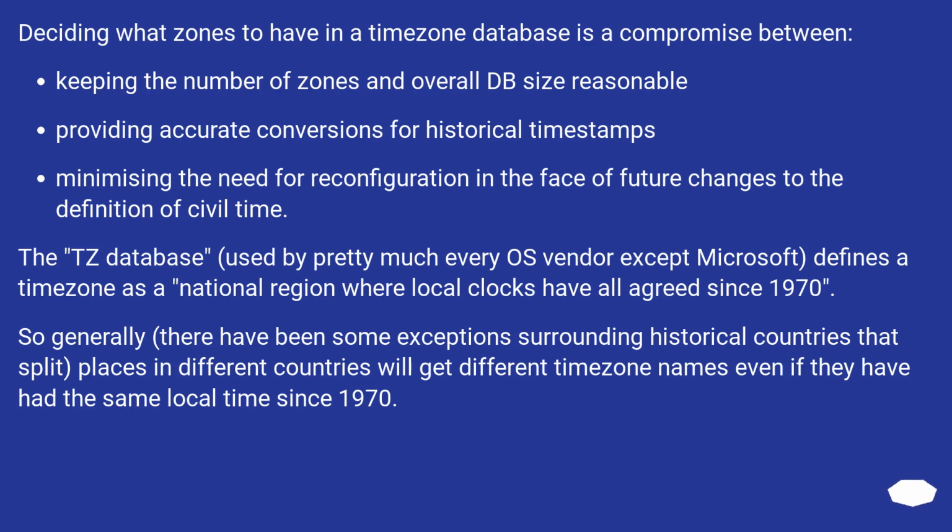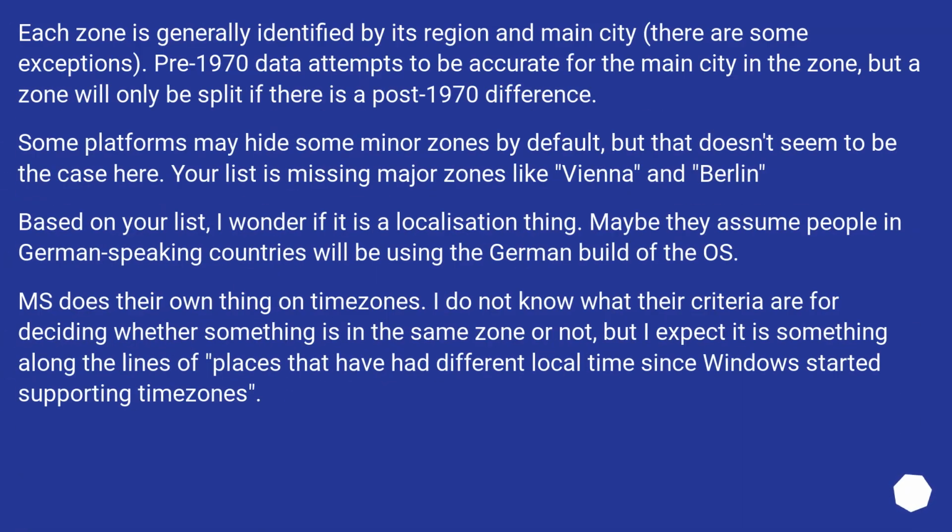Generally, there have been some exceptions surrounding historical countries that split. Places in different countries will get different time zone names even if they have had the same local time since 1970. Each zone is generally identified by its region and main city. There are some exceptions.